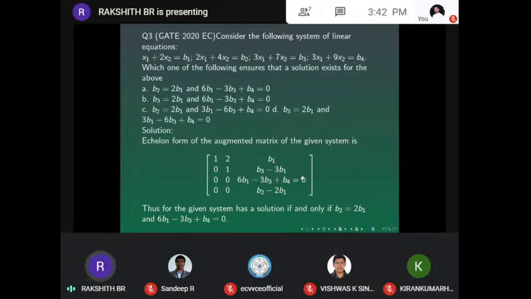So here it's not equal to 0 in general. But if these 2 conditions are true, then it has a solution. Therefore, you need to just circle option A. So option A is the correct answer.